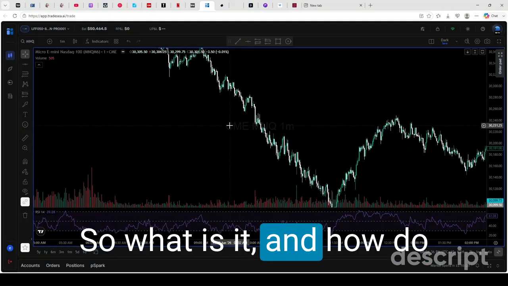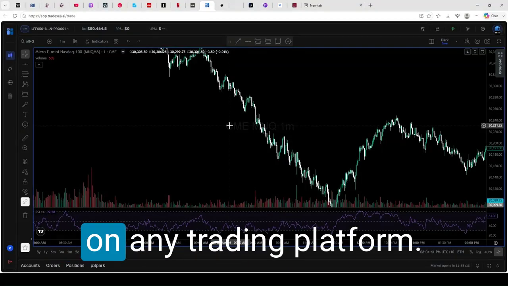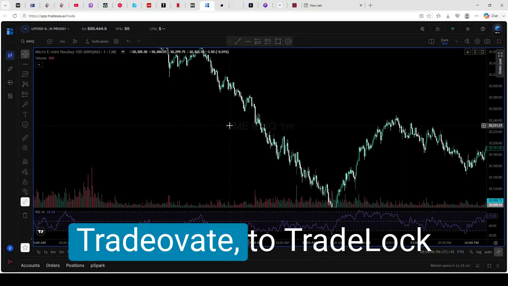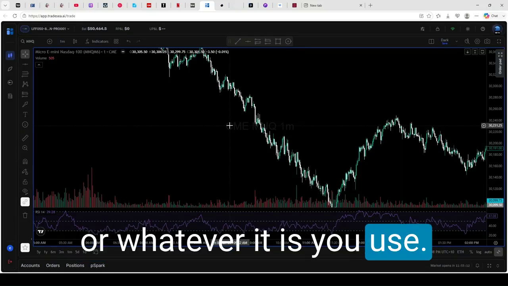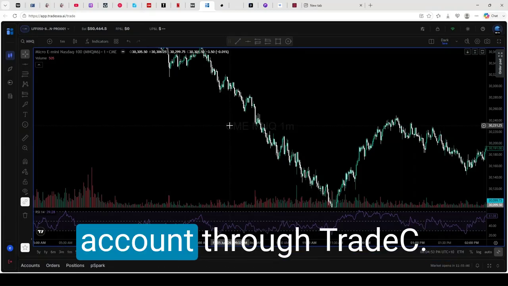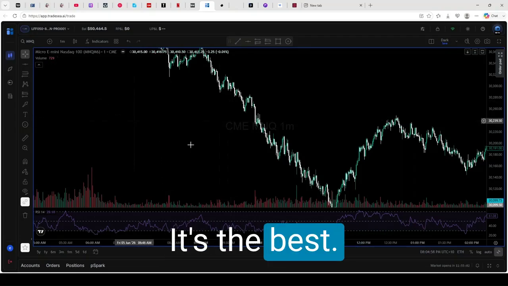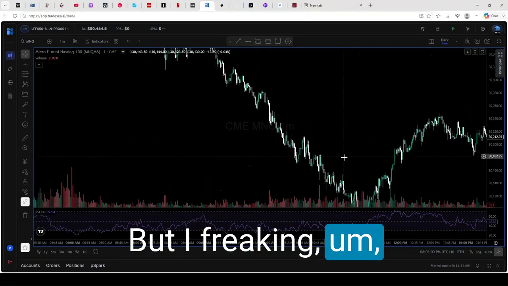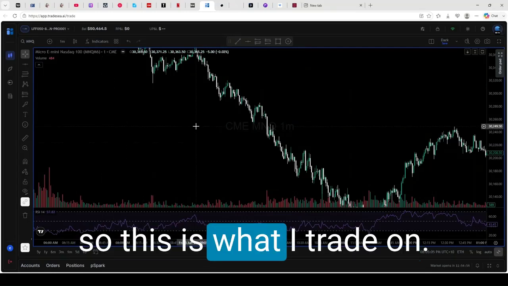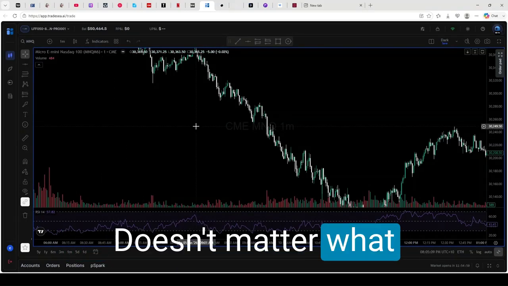So what is it, and what do you need to trade this? First of all, you can use it on any trading platform. If you're new to trading, you can go onto TradingView, you can go to TradeLocker, whatever it is you use, it works. This is my prop firm account through TradeZ. I use Lucid Trading, bro. It's legit. It's the best. I freaking love Lucid Trading. It's my TradeZ account. So this is what I trade on. As long as you're on the same market, it's all the exact same. Doesn't matter what platform you're on.